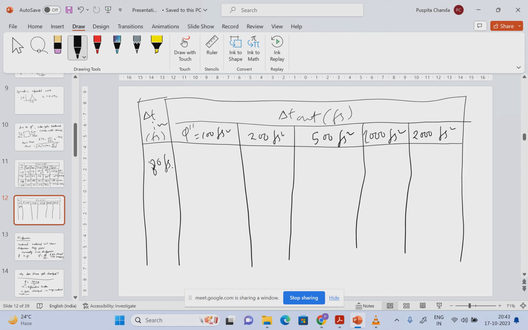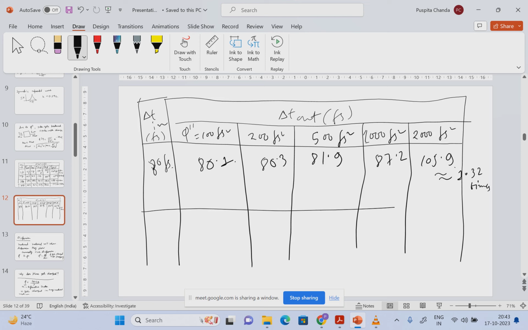The 80 femtosecond pulse is almost 1.32 times for 160 femtosecond. Almost same.